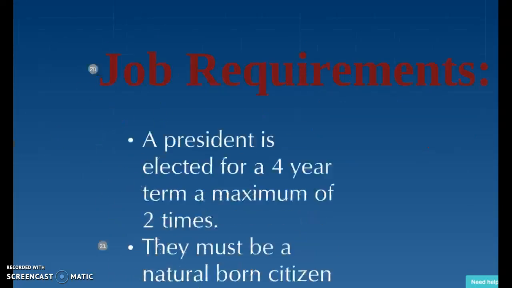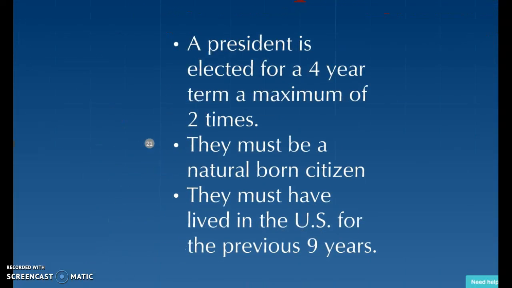Now, there are job requirements, just like with anything else. A president is elected for a 4-year term. Now, we know that a president can only be elected twice, okay? That's the maximum time. Now, they must be a natural-born citizen, so that means they have to be born here in the United States in order to serve, and they must have lived in the United States for the previous 9 years, okay?